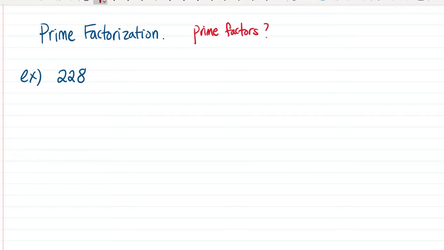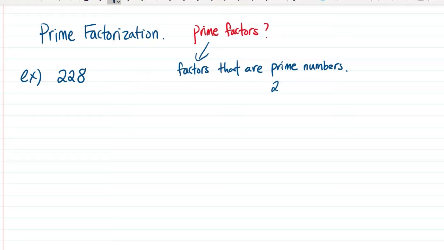Prime factors are the factors that are prime numbers. But what are prime numbers? Prime numbers are like 2, 3, 5, 7, 11, and the list goes on. These numbers are special because they have exactly two positive integer factors, 1 and itself.